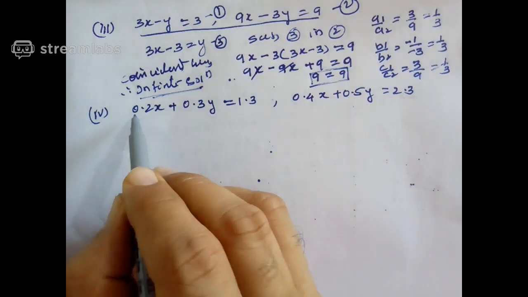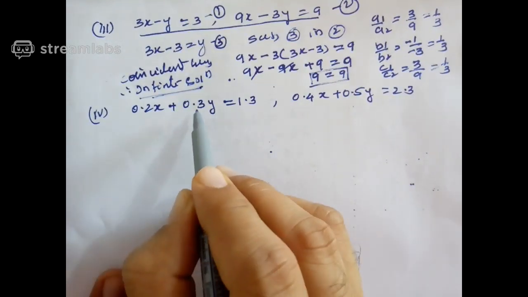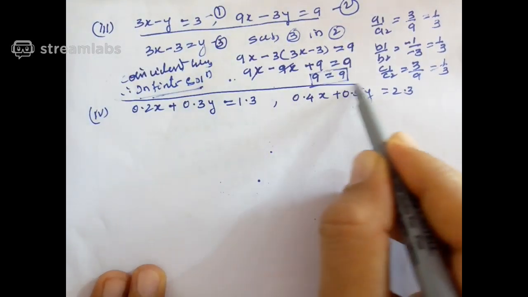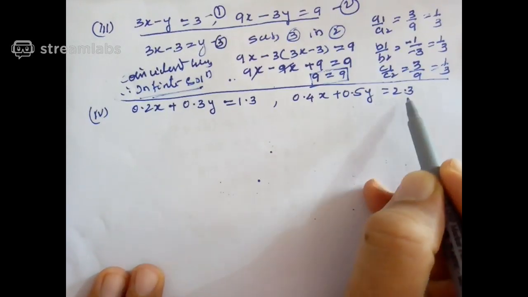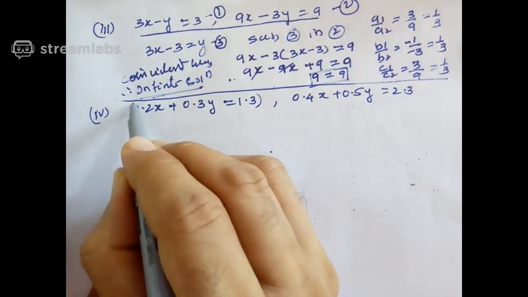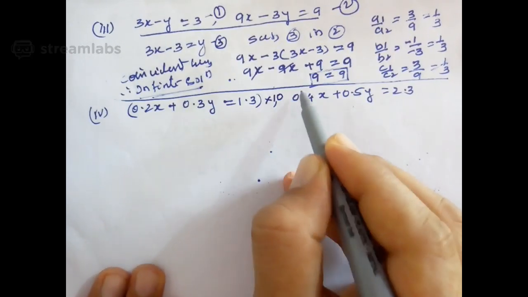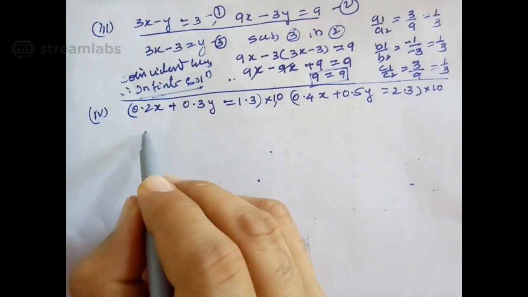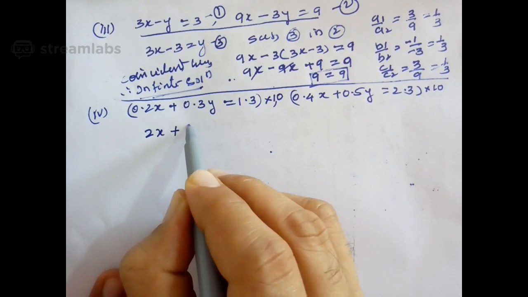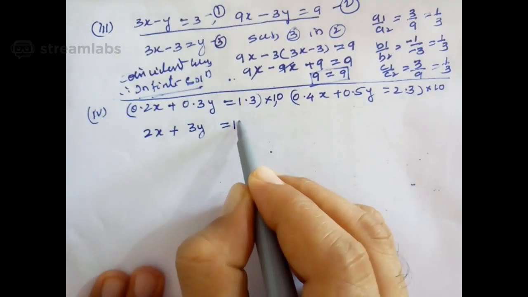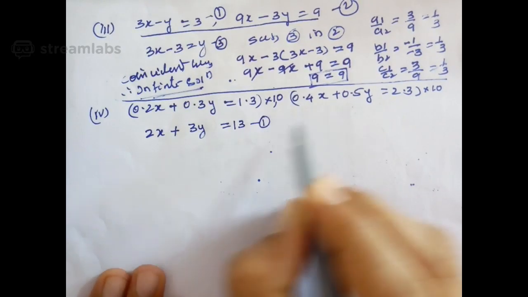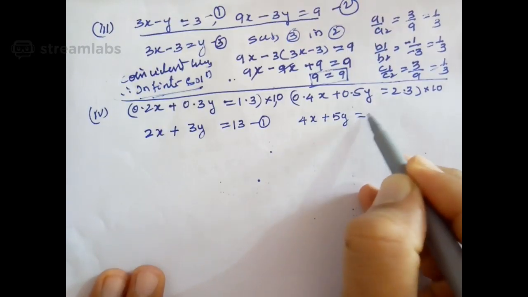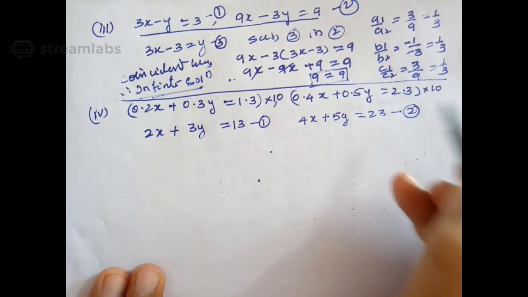Okay. Next, we'll go to the fourth one. 0.2x plus 0.3y is equal to 1.3 and 0.4x plus 0.5y is 2.3. So just remove the decimals by multiplying 10 on either side, isn't it? Just multiply by 10. 10 into 0.2 is 2x plus 3y is equal to 13, equation number 1, and 4x plus 5y is equal to 23, equation number 2.